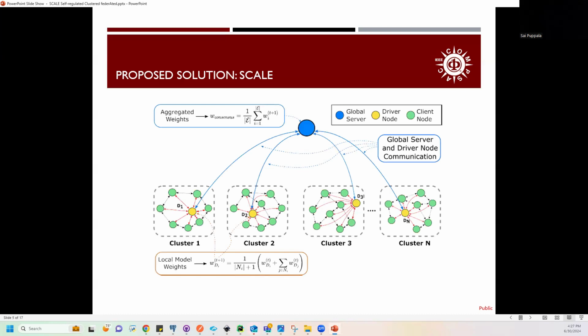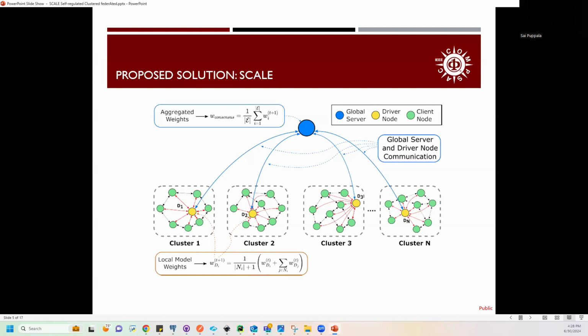Now, this is an overview of how Scale would look. Think of it like if you have 100 clients and you have one global server, we have to find a way. So the goal is to have 10 clusters out of these 100 clients. Let's assume that each cluster has close to 10 clients, and each of these clusters represents similar patterns. We'll explain more about how we form these clusters.